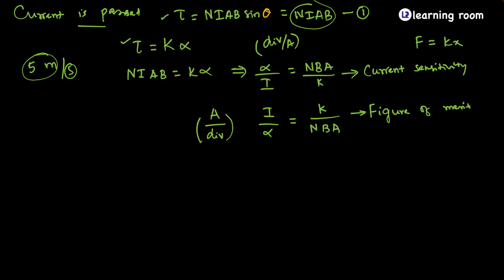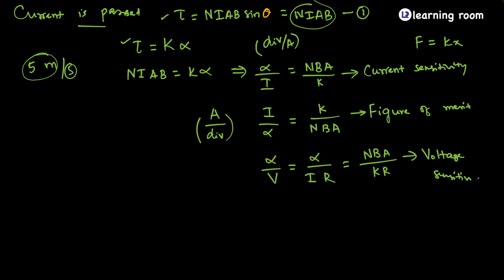Is that clear? Similar to current sensitivity, you have something called alpha divided by V also, where V is the potential difference, replacing current with voltage. So it is going to be voltage sensitivity. This is alpha divided by V, and we can write V is equal to I into R, where R is the resistance of the galvanometer. So this will be equal to NBA divided by K into R, and this is called the voltage sensitivity. Am I clear with this? So this is all about current sensitivity, figure of merit, and voltage sensitivity.